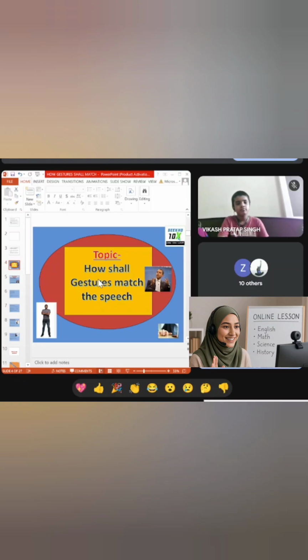This is again a unique topic. How shall gestures match the speech? You know, this is a major concern for all the students. How shall gestures match the speech? Every time your teacher is behind you telling you to use hand gestures, and students are really concerned about this topic. They are really worried about what kind of gestures they shall use.